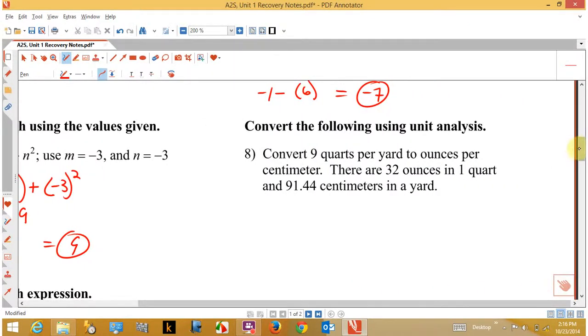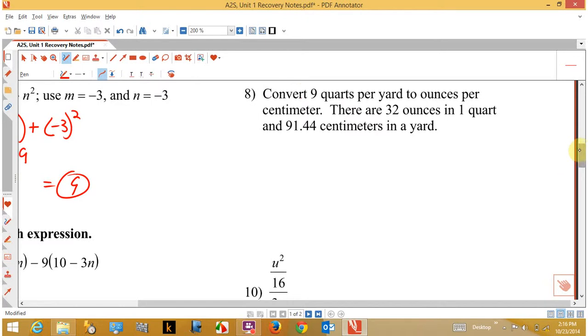Okay, the next one, it says convert 9 quarts per yard to ounces per centimeter. Okay, there are 32 ounces in a quart, 91.44 centimeters in a yard. So I have 9 quarts per 1 yard. And I have a conversion of 32 ounces in 1 quart.